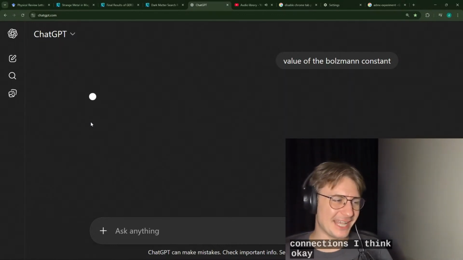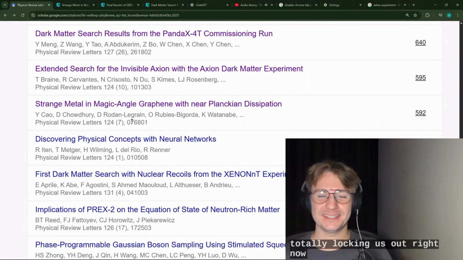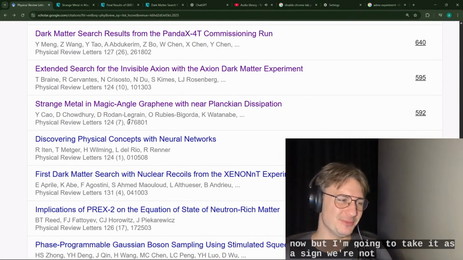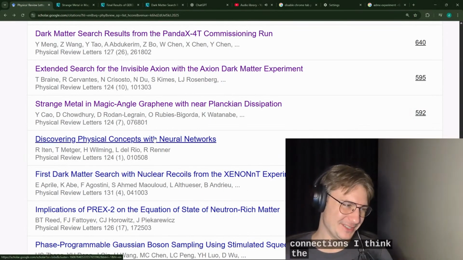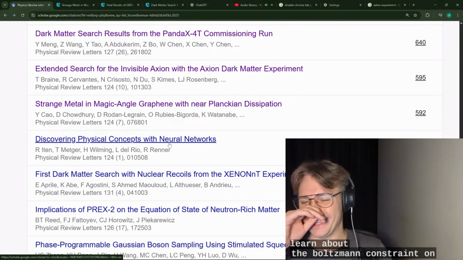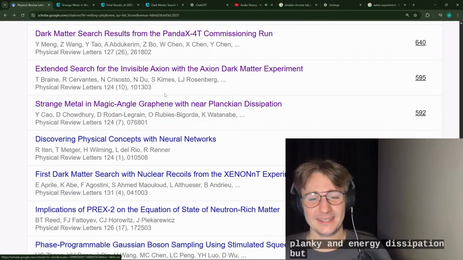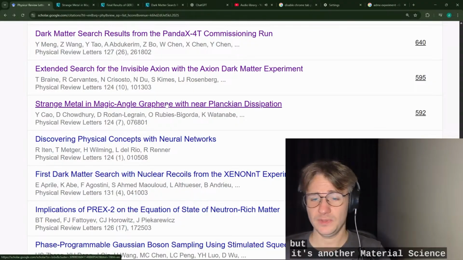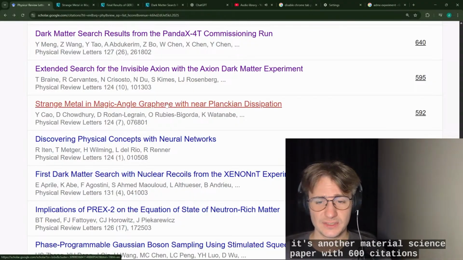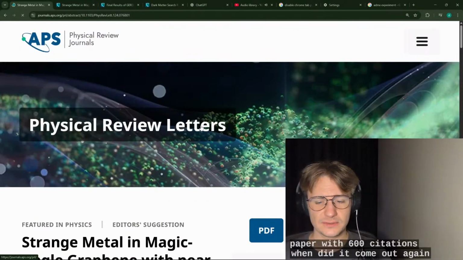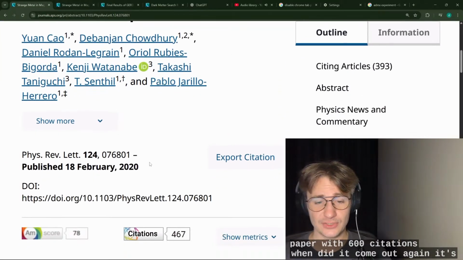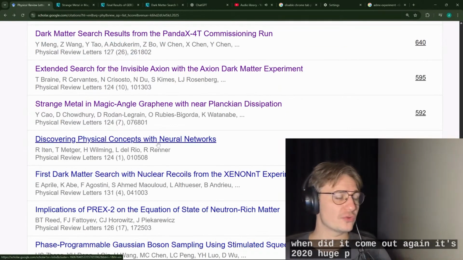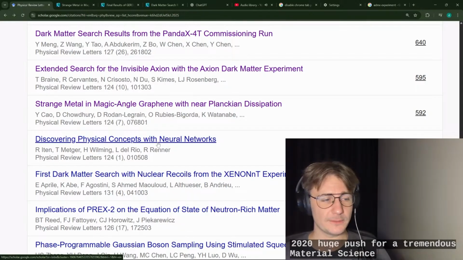Okay, I don't know why chat is totally locking us out right now, but I'm going to take it as a sign. We're not supposed to learn about the Boltzmann constraint on Planckian energy dissipation, but it's another materials science paper with 600 citations. When did it come out again? It's 2020. Huge push for tremendous material science, 2020.